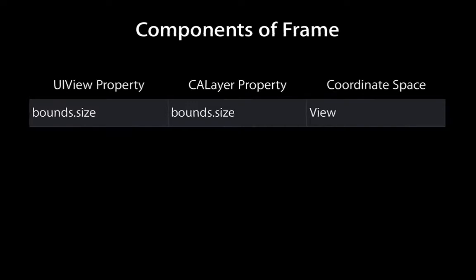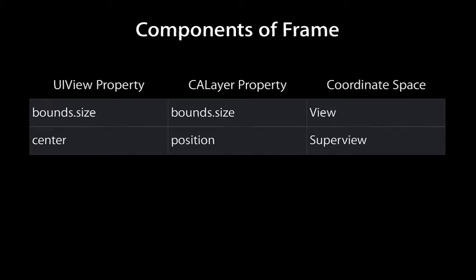As we mentioned, this determines the size of the layer. Now, the bounds is a property on both UIView and CALayer. They're the exact same thing. When you tell a view to set its bounds, all the view does is tell the layer to set its bounds. So regardless of which you ask, you'll get the same value back. And this is in the coordinate space of the view itself.